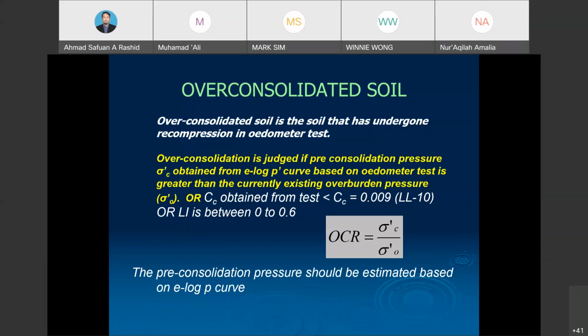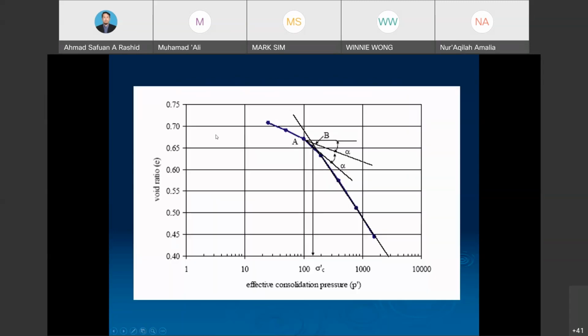Okay, so this is just an explanation on how to get the OCR value. The pre-consolidation pressure, which is sigma C, should be estimated based on the e-log P curve. So this is an example on how to determine the sigma C.